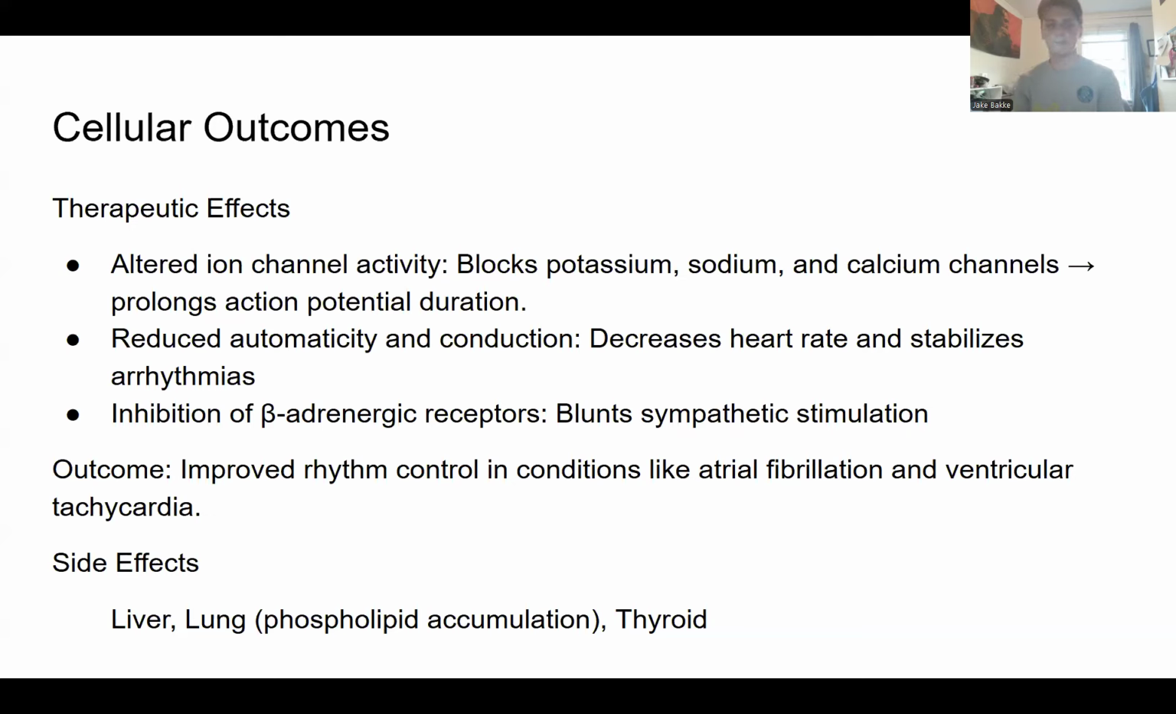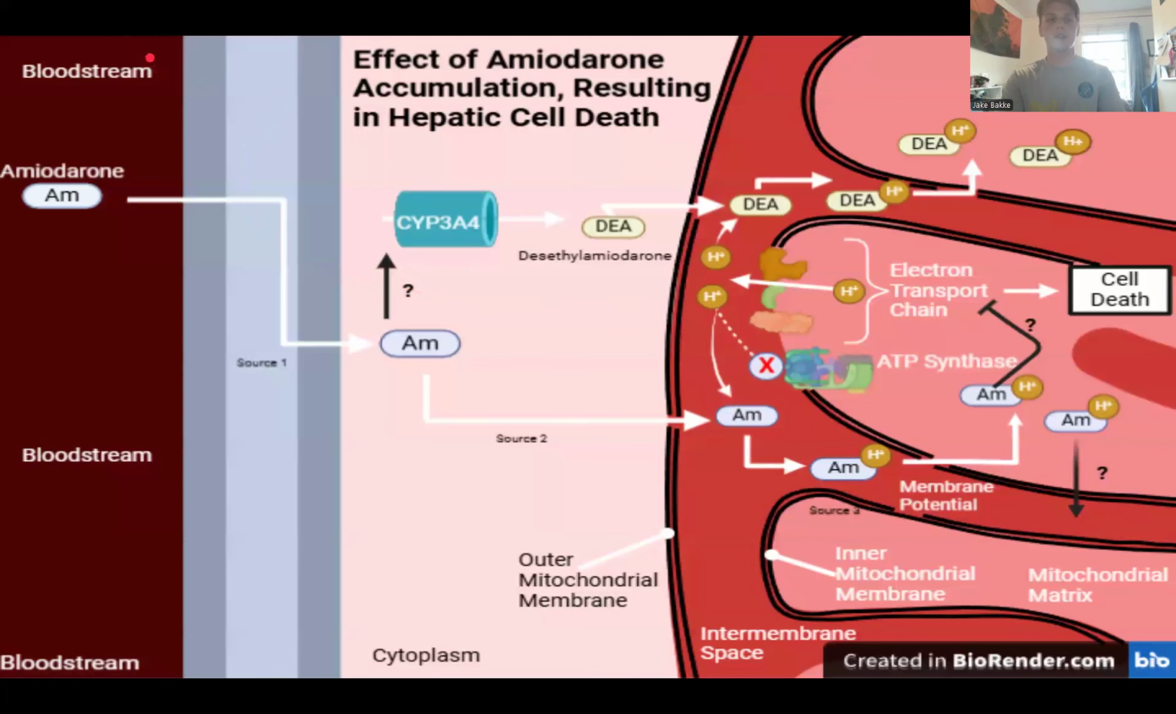This drug is very effective for treating this issue, but it does have some side effects. It's very toxic to the rest of your body. So this can lead to liver, lung, and thyroid problems. For my research, I specifically focused on the liver toxicity aspect of it. Amiodarone is a pill that you take, gets metabolized, and ends up in your bloodstream. It's then filtered through the liver, and this is where it comes into contact with the liver cells.